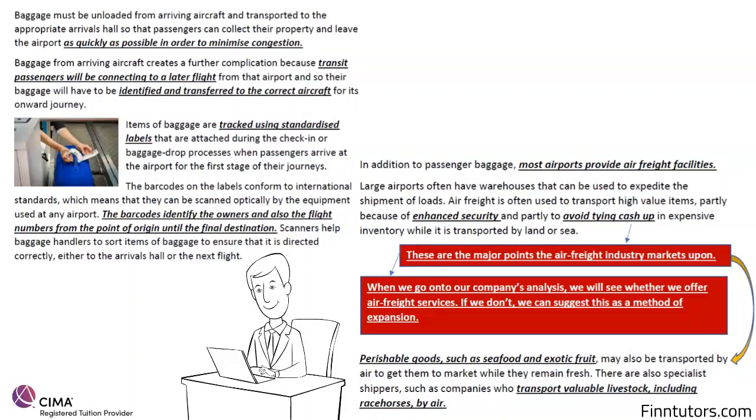Perishable goods, such as seafood or exotic fruit, are also transported by air freight. There are also specialist shippers, such as companies who transport valuable livestock including racehorses by air. So these are very valuable assets, I would say. And because they need maximum security, because they need to be transported quickly, air freight is possibly the only option for them.